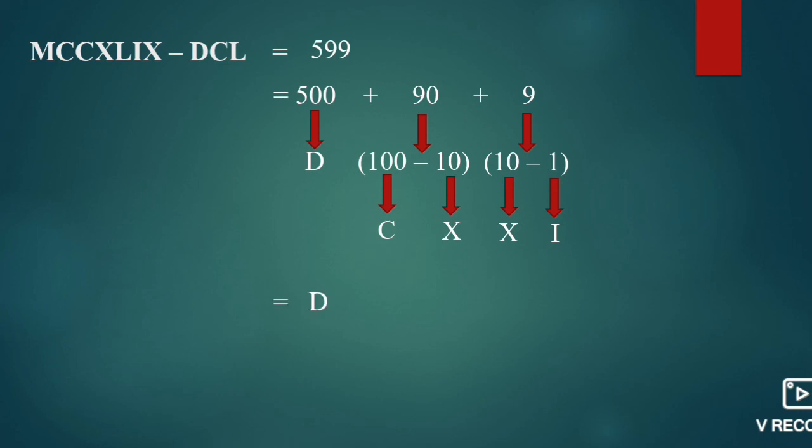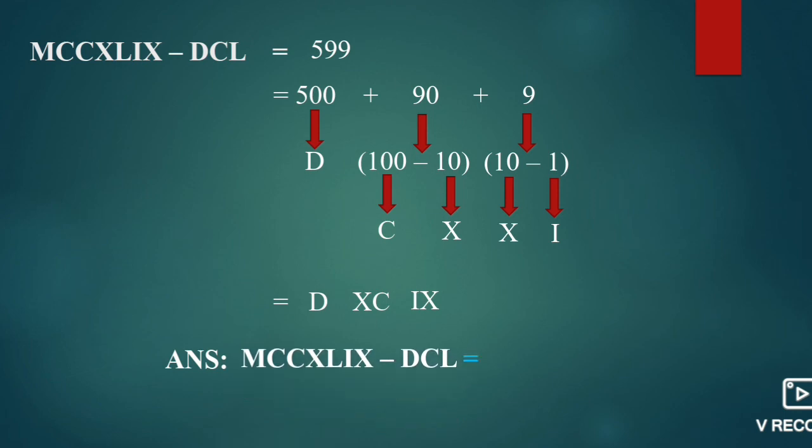Now, write D as it is. While subtracting, the smaller numeral should come first. So, 90 can be written as XC. Similarly, 9 can be written as IX. So, the answer is MCCXLIX minus DCL is equal to DXCIX.